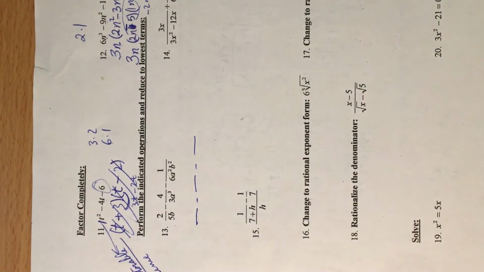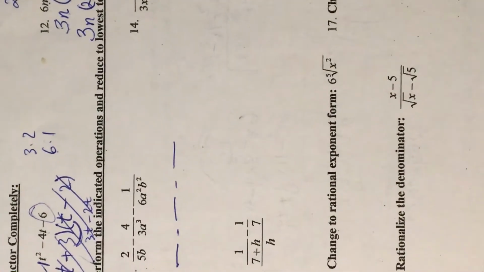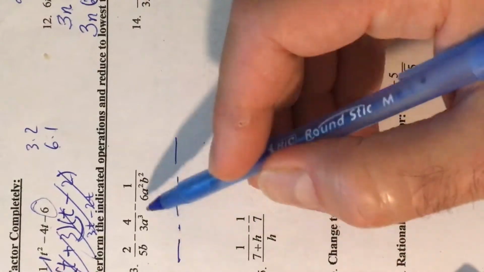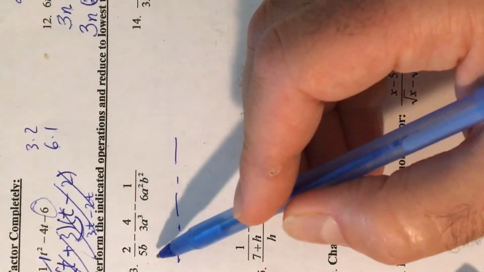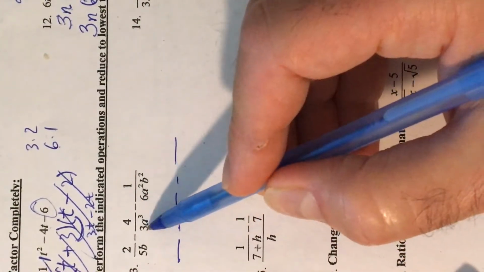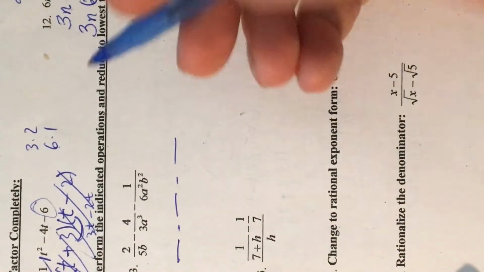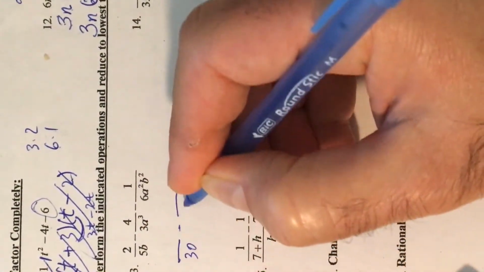The approach is kind of similar for these problems. All right, so let's look at the numbers first. The denominators are different, so we have to get the lowest common denominator. So between 5, 3, and 6, the lowest common denominator would be 30. So I'm going to put 30 here.